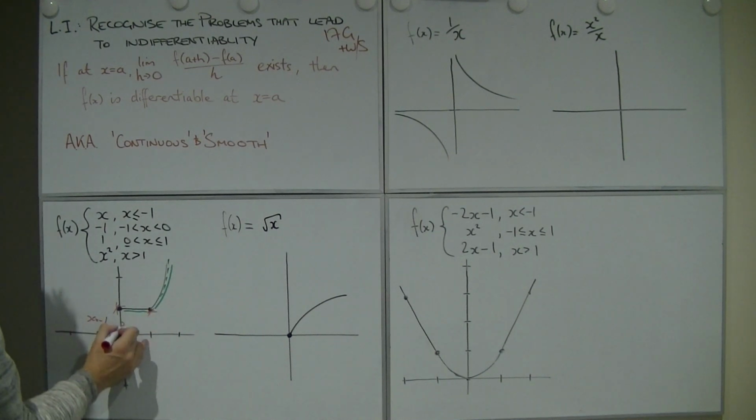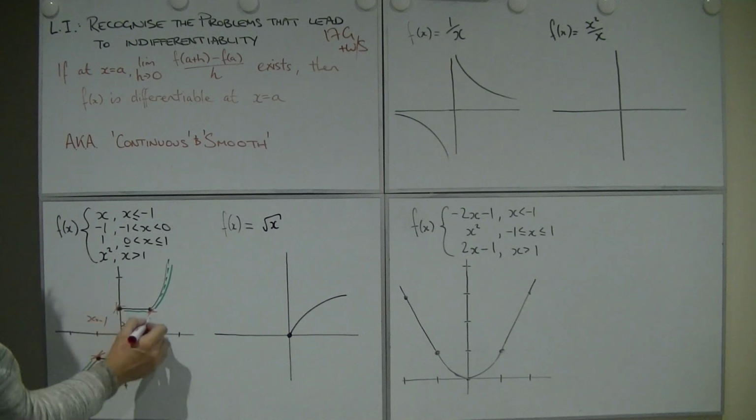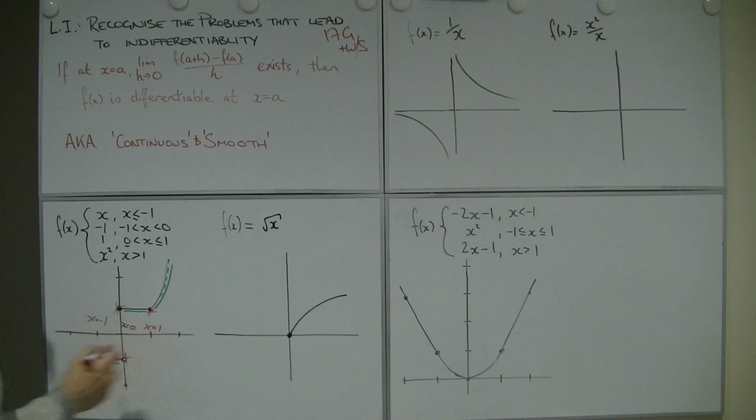So x equals 0 is problematic, and x equals 1 and -1 are all problematic. For this connection, we were continuous because at no point did the line cease to exist, but it's not a smooth transition from x to -1. And since it's not smooth, we can't differentiate at that point.